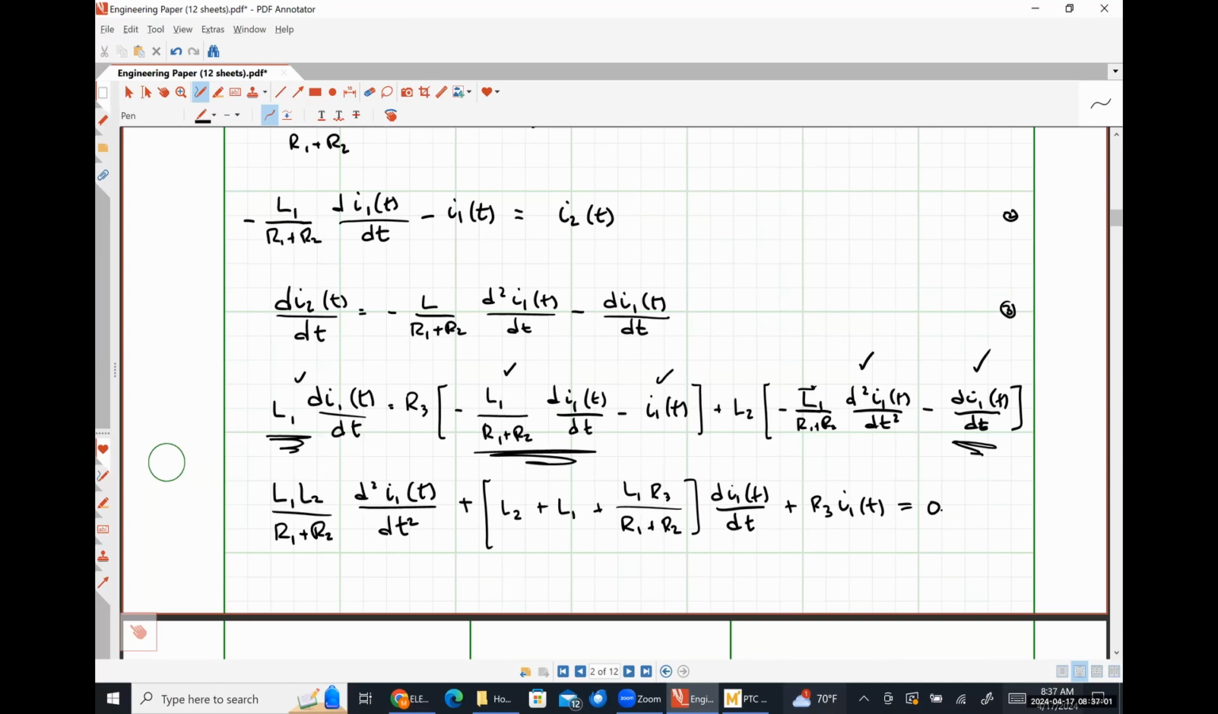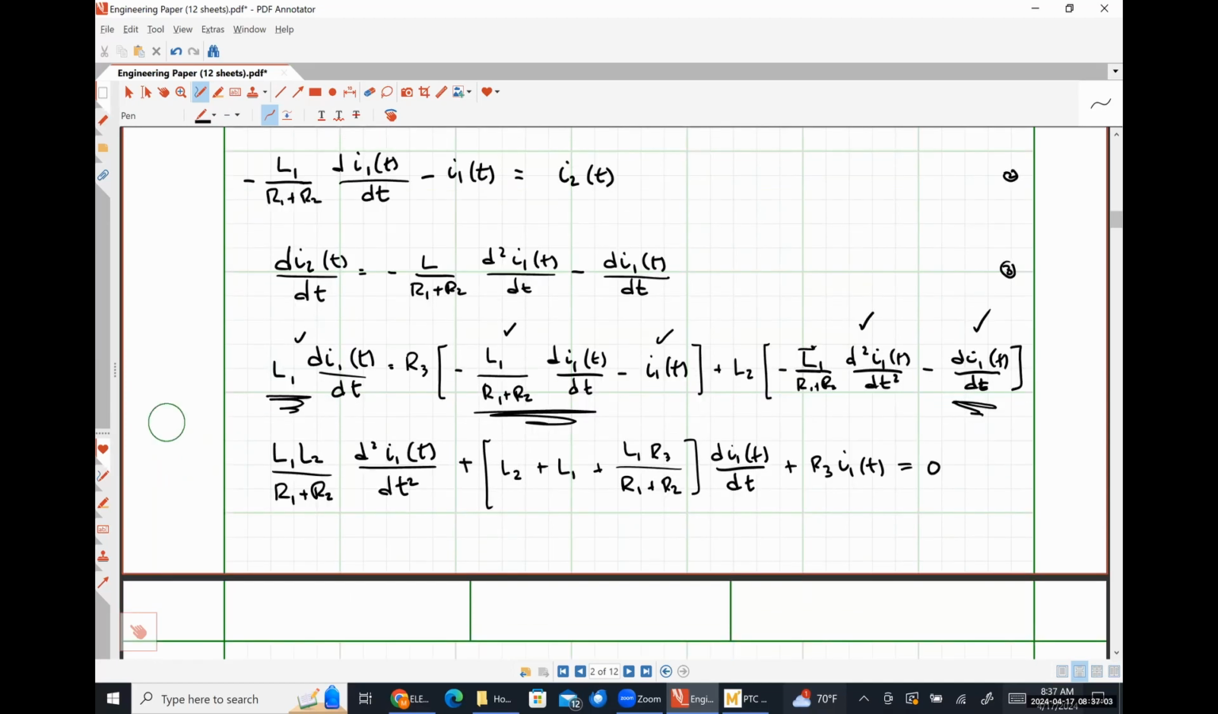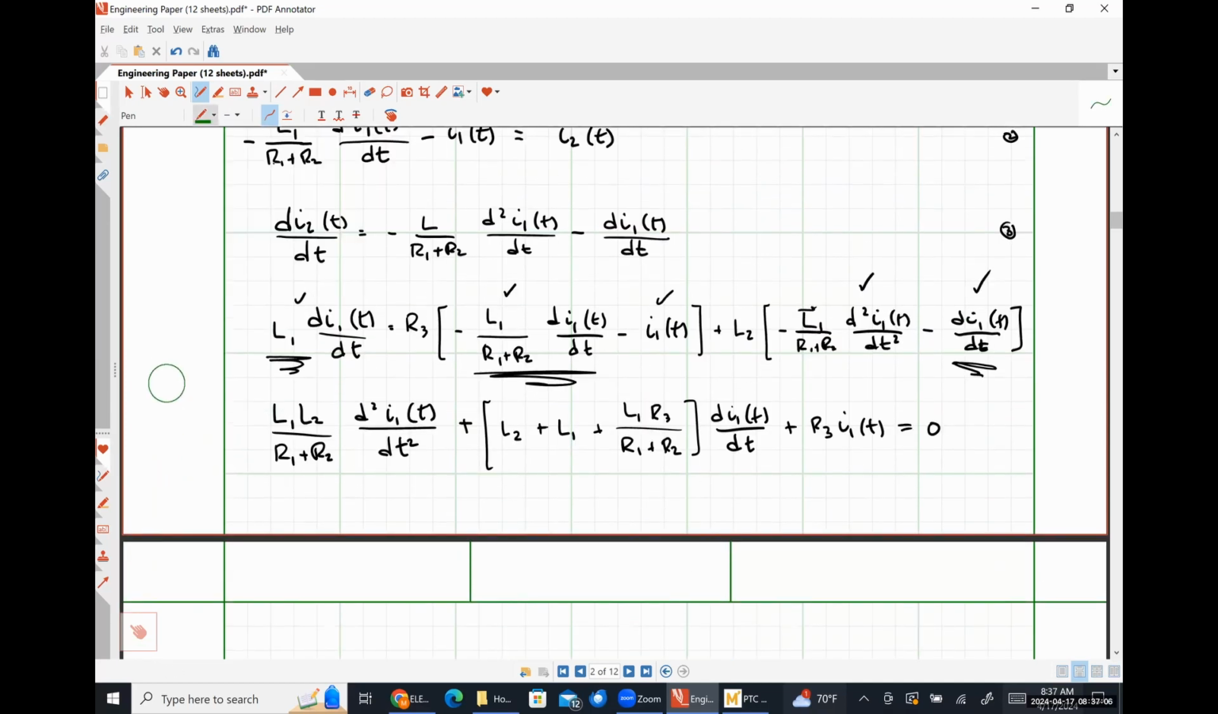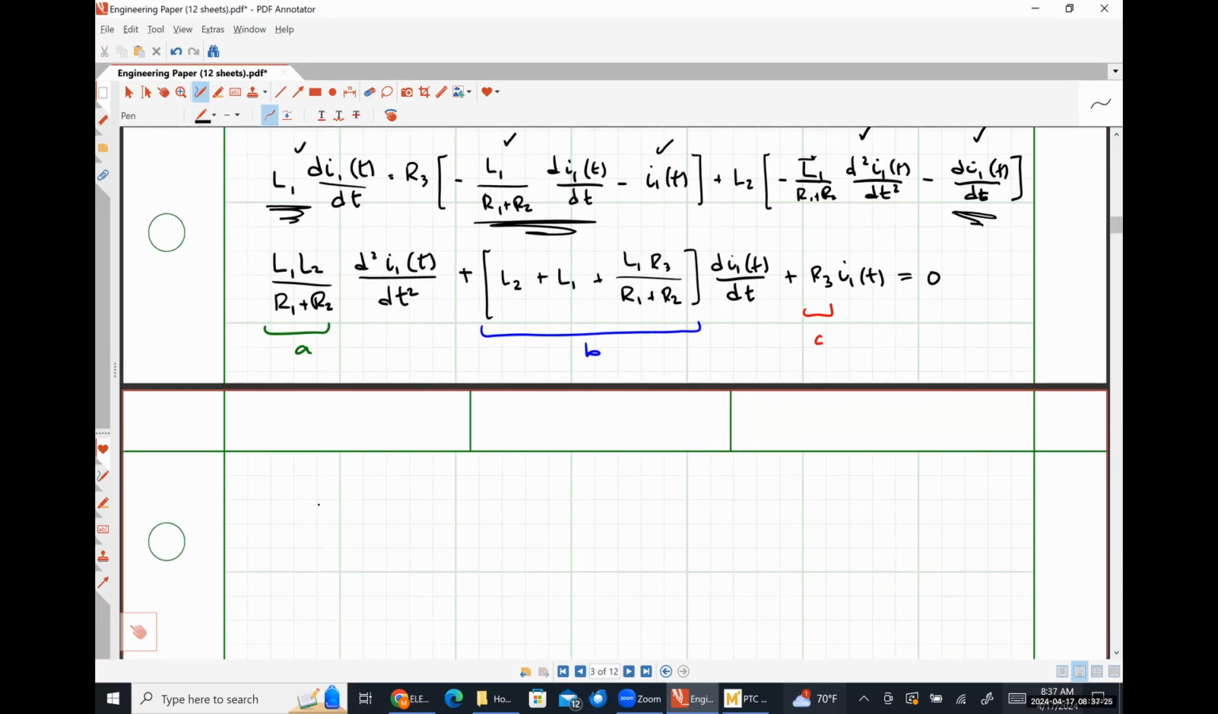And now I could do the exact same thing that I did for the previous problem, right? So if I call this guy right here A, this guy right here B, and this guy right here C, then my alpha would just be B over 2A, and my omega naught would be the square root of C over A.